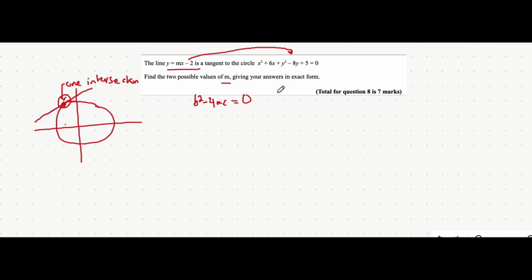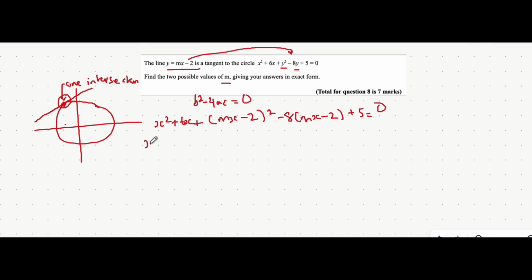So let's go through that process, substituting y equals mx minus 2 into the right expression here. So x squared plus 6x will remain as they are. y squared will now become (mx minus 2) all squared, and then minus 8 lots of (mx minus 2) again, plus 5 is all equal to 0.